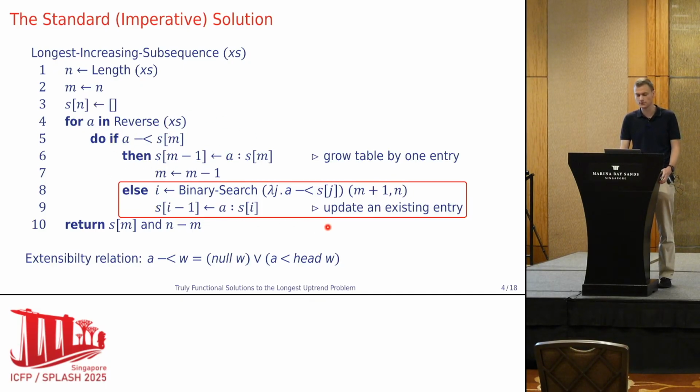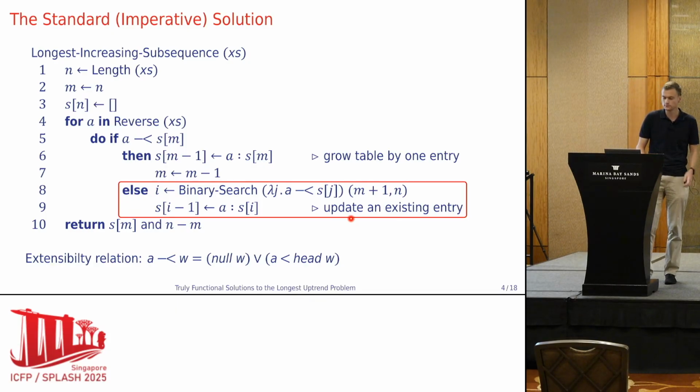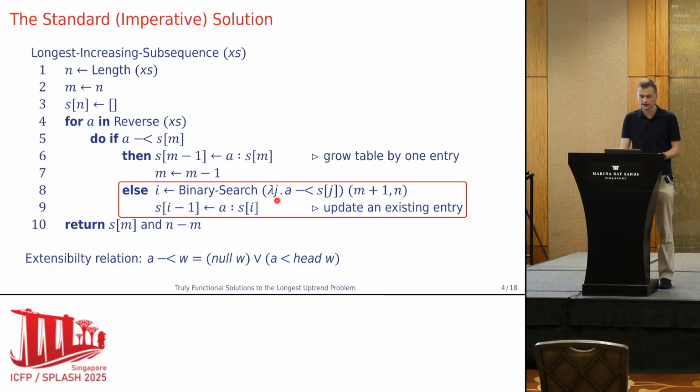Otherwise, we perform a binary search to find the smallest I, such that the sequence at position I is extensible. So we have here Si, that's extensible by A, and we extend it and replace Si minus 1 by the new extended sequence. Si minus 1, the head element is smaller than A by definition. So this one has the same length, but is better because its head element is greater.